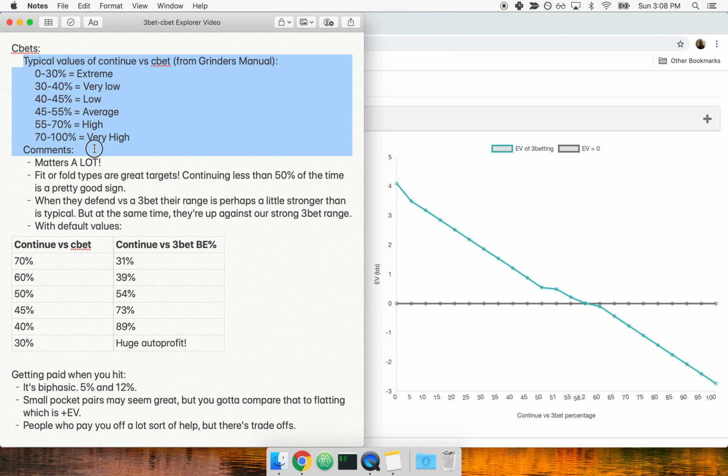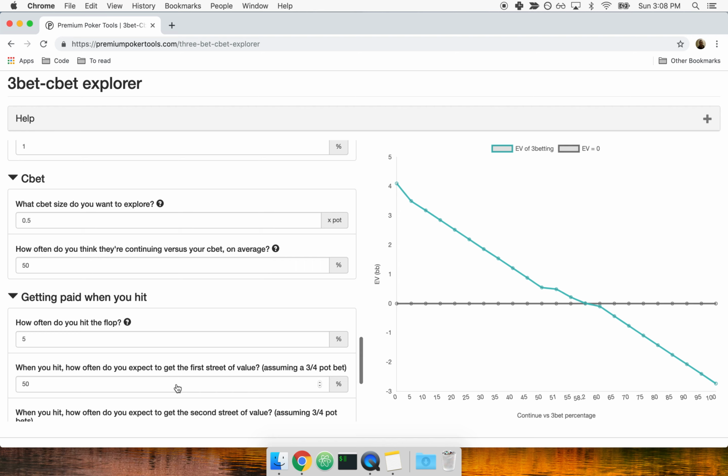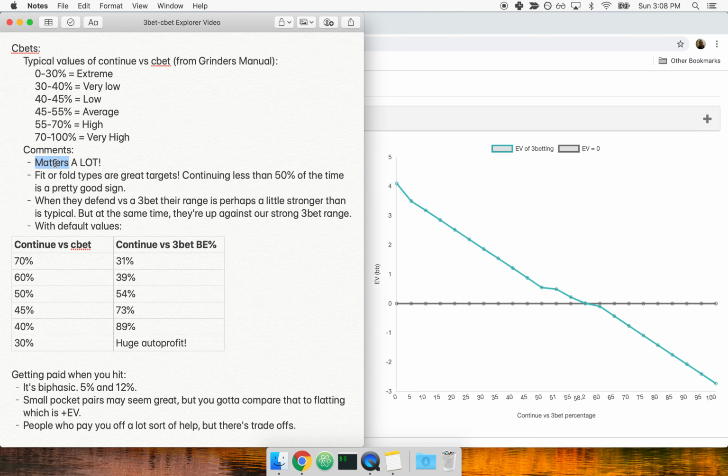Now let's move on to c-betting. How much does it matter? Let's go over here. Like how often they're continuing versus our c-bet. How big of a factor is this right here? And as you can see, this actually matters a lot. Initially, I was talking about defending versus the 3-bet, but I think that defending versus the c-bet is actually a more important factor. So let's check this out.